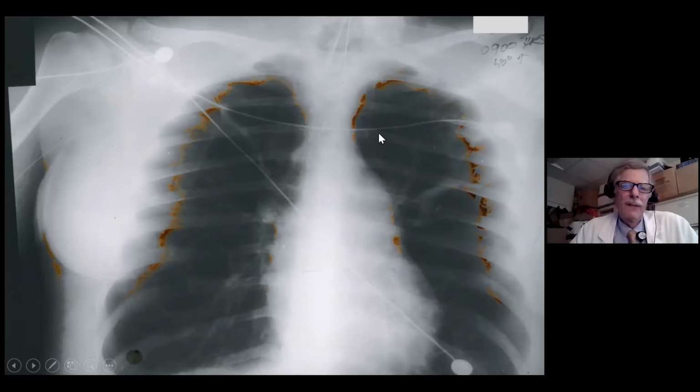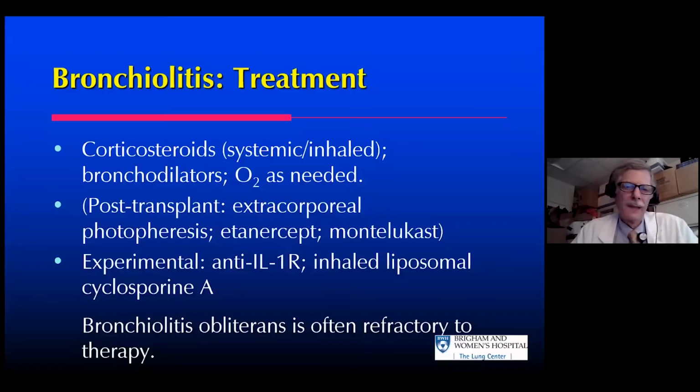Our treatments, sadly, are limited. We have anti-inflammatory steroids that work not so well. We give oxygen, of course. Post-transplantation, people have tried other things for post-transplant bronchiolitis obliterans, including taking the lymphocytes out of the body, exposing them to light and reinfusing them, or sometimes the TNF alpha blocker, etanercept plus montelukast plus fluticasone, and other experimental therapies that are in process of being evaluated. But sadly, bronchiolitis obliterans remains often very refractory to our therapy.